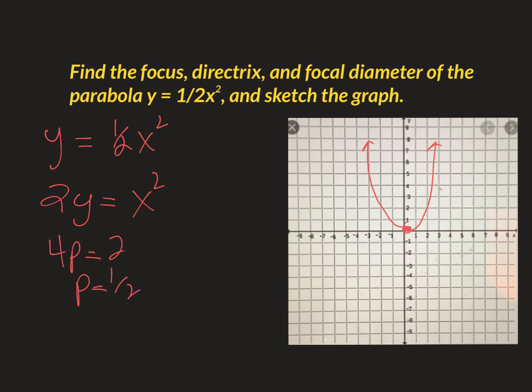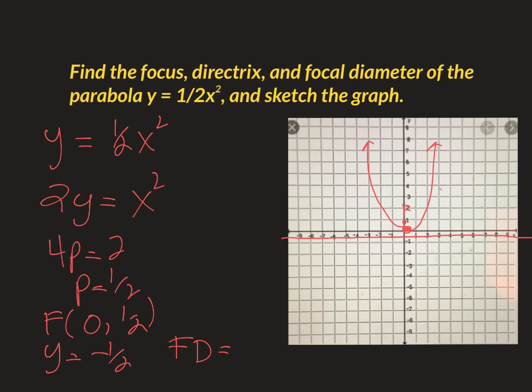Means my focus is up half from the vertex. That means my focus is the point 0, 1/2, which means the directrix is 1/2 below. I'm going to try to get one good one here before the video's over. That's close, which is y equals negative 1/2. And it's going to ask you for the focal diameter. I'm just going to put FD for focal diameter.